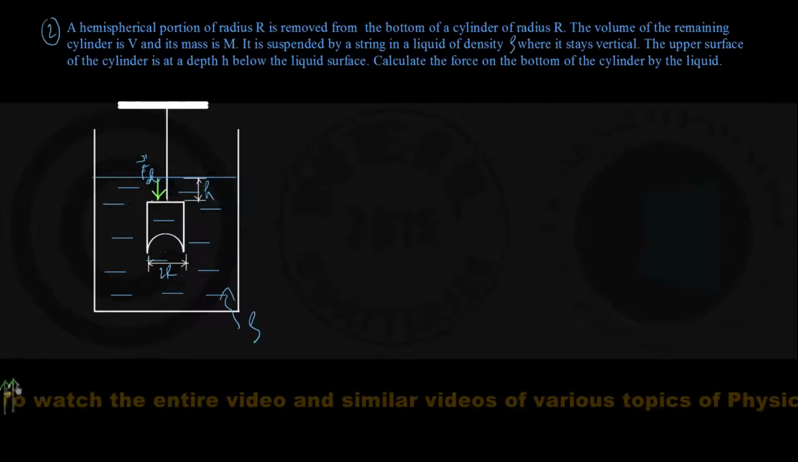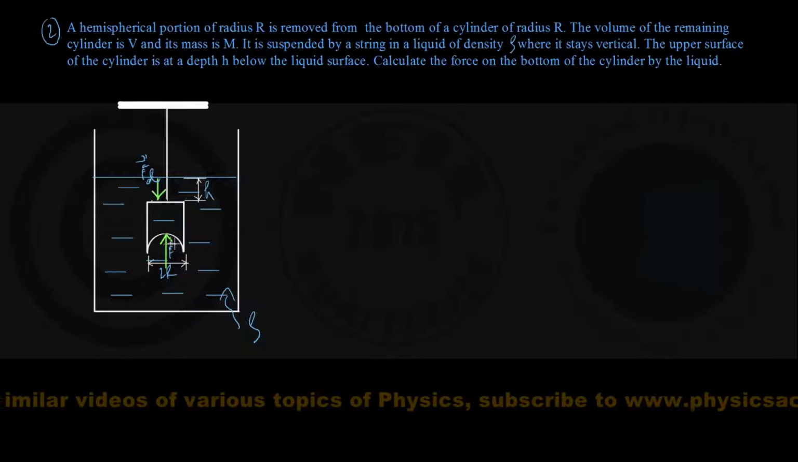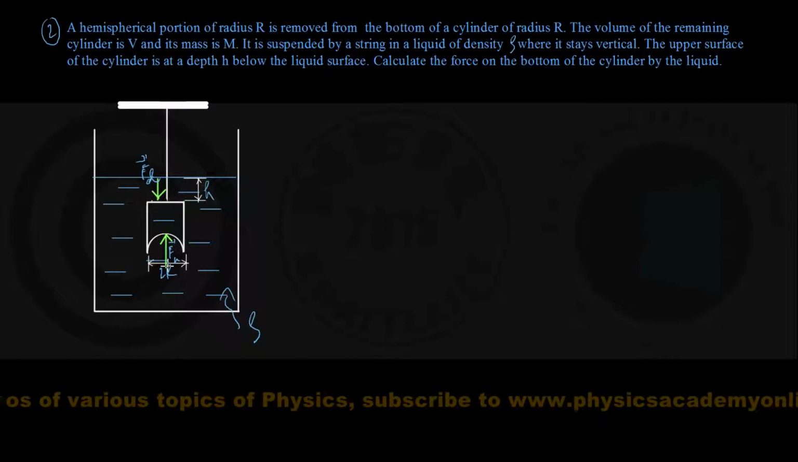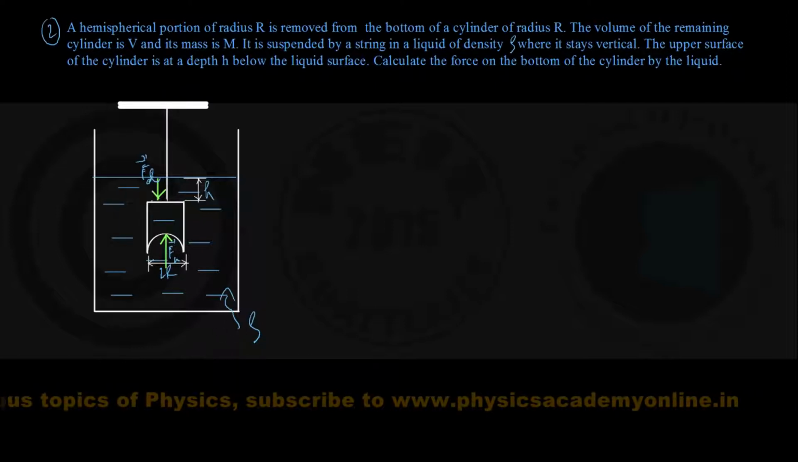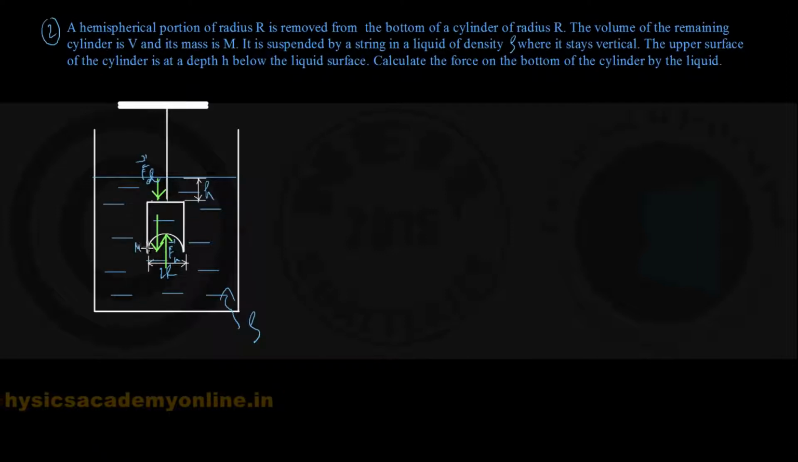And similarly, on the curved bottom surface of the cylindrical body, there is a force of pressure acting upward. Let me call it FU, U for upward force of pressure. In addition to these pressure forces, there is a force of gravity acting vertically downwards. Since mass was given to be capital M, gravity force is mg, and a force of tension exerted by the string of suspension along the length of the string. That I'll call it as the force T.